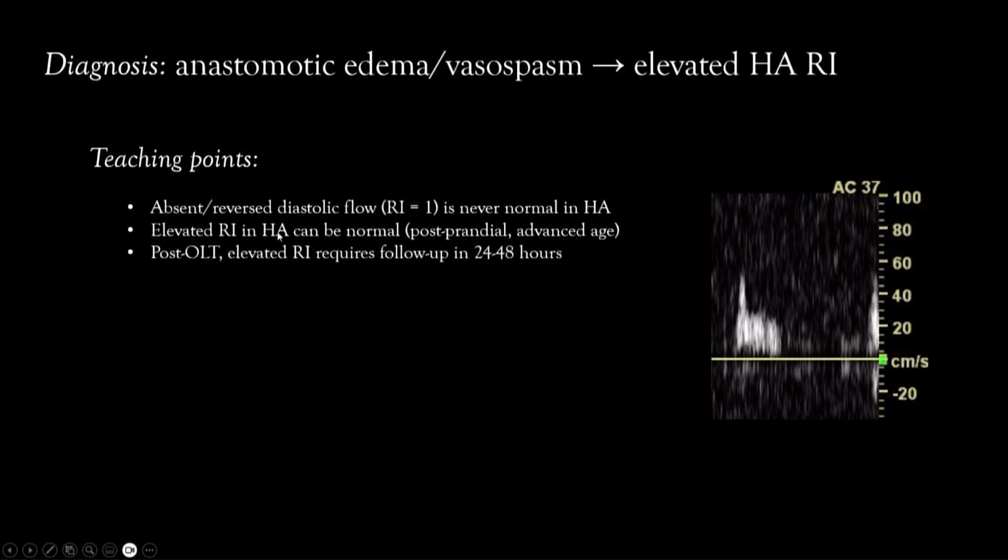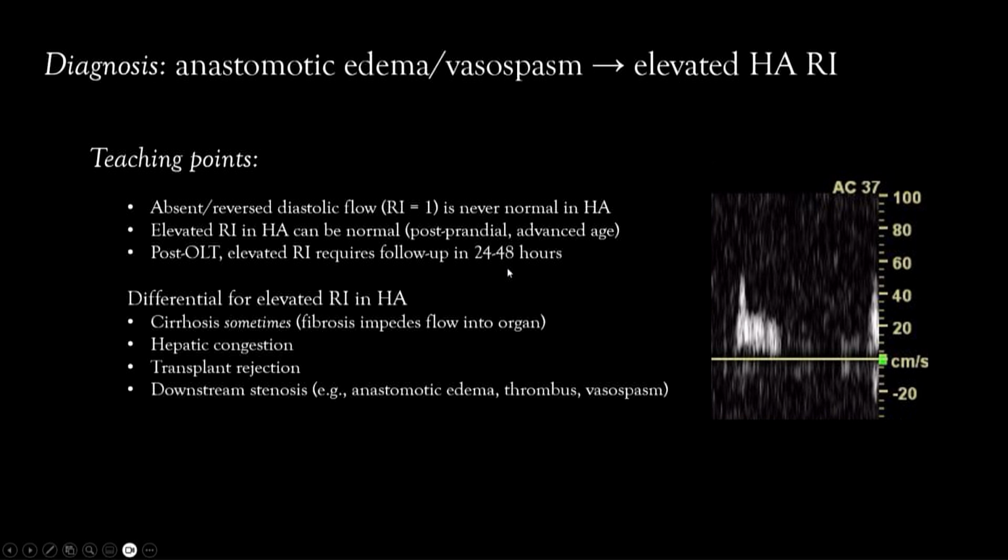So somewhere in that 0.7 to 0.8 range, we sometimes see that just sort of in the postprandial state when there's greater portal vein inflow, reducing the ability of the hepatic artery to push blood into the liver, or in patients just sort of as they get older. But in the post-transplant setting, we see this pretty commonly. Usually the RIs aren't all the way up at like 1. They're usually more in kind of like the 0.8 to 0.9 range. We usually recommend a 24 to 48 hour follow-up, and that RI typically will normalize at that point.